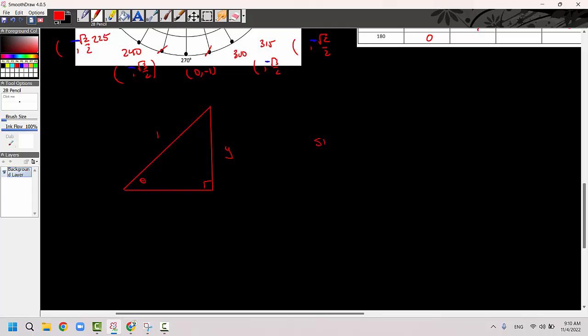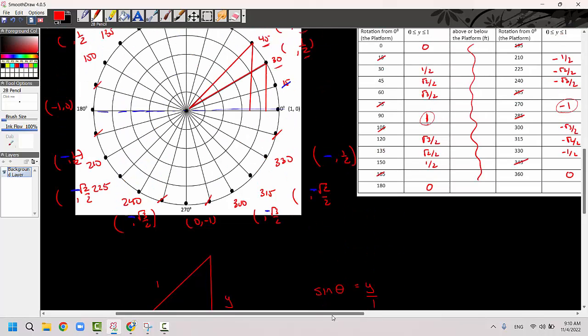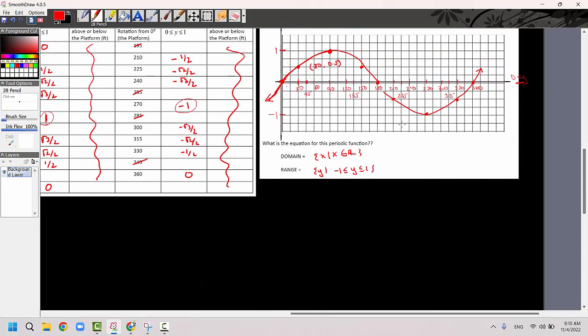Well, if we looked at sine of theta, because we have opposite over hypotenuse, that would get me y over 1. In other words, y equals sine theta. We input the degree, we output the height. And so that ends up being the equation of this function, y equals sine of theta. Hopefully that makes a little bit of sense.